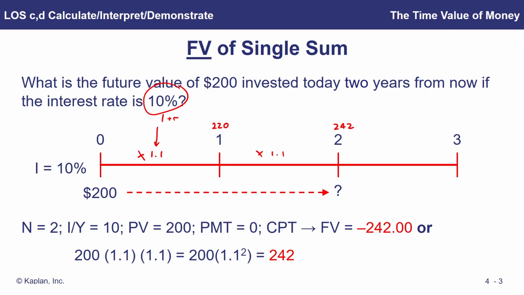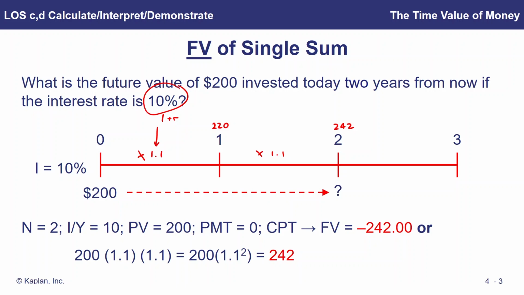We enter our discount rate, IY, as 10. Now, be careful here. We enter it as a full number, not as a decimal. If you enter it as a decimal, you're going to get a really strange answer from your BA2 Plus. It's just the way it was built. So it wants interest rates as whole numbers, so 10. Our present value is 200. Payment equals 0. We'll talk more about payment in a second. And we're going to compute future value, and you get minus 242.